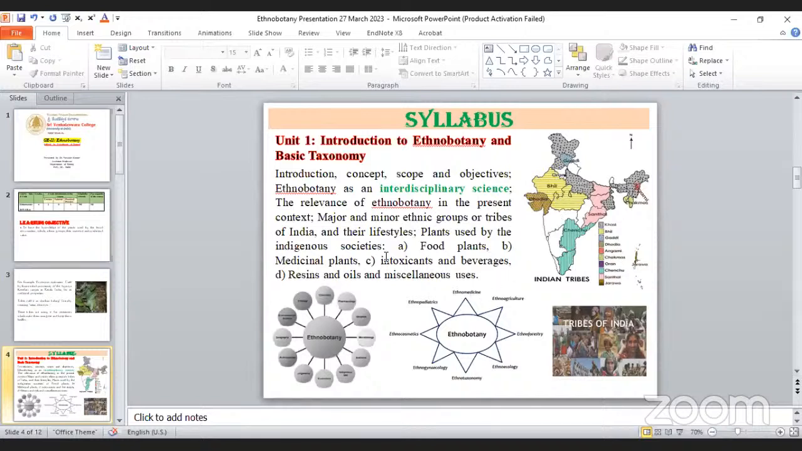We will also talk about the various plants used by the tribes, for example, the various food plants, medicinal plants, various plants which can be used as intoxicants and beverages, and how they can be used for resins and oils.